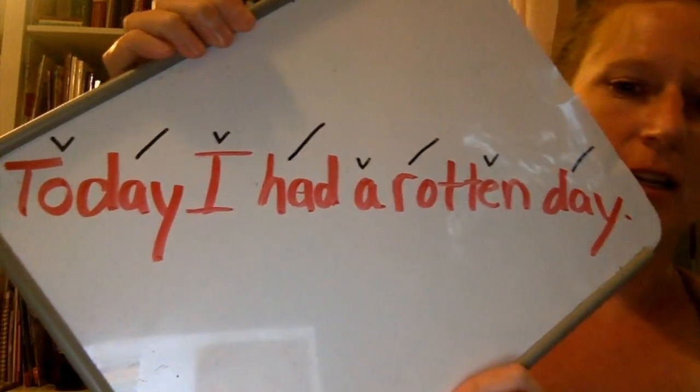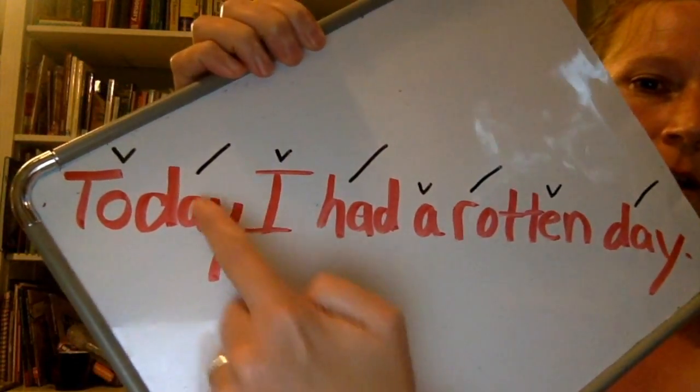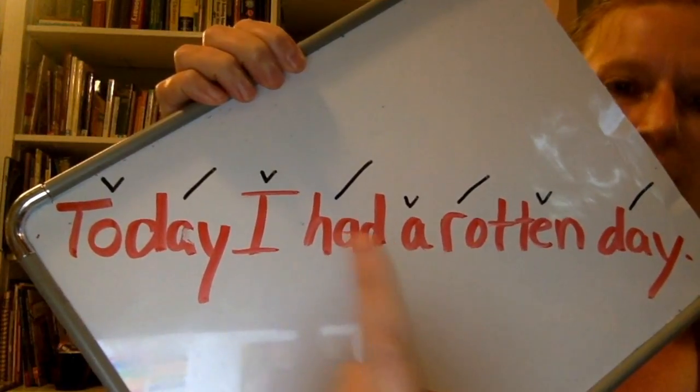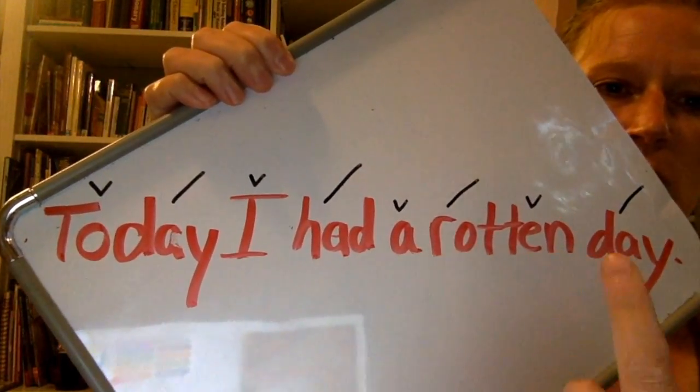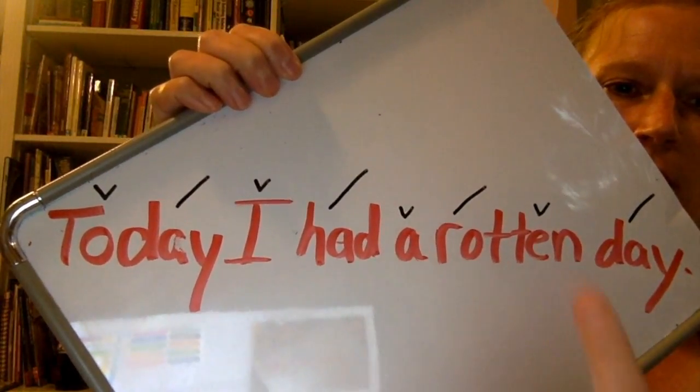When a poem is written using iambs, it is called iambic. For example, the following line right here. Today I had a rotten day. Notice unstressed first, today, and then stressed. Unstressed, stressed, unstressed, stressed. Today I had a rotten day.